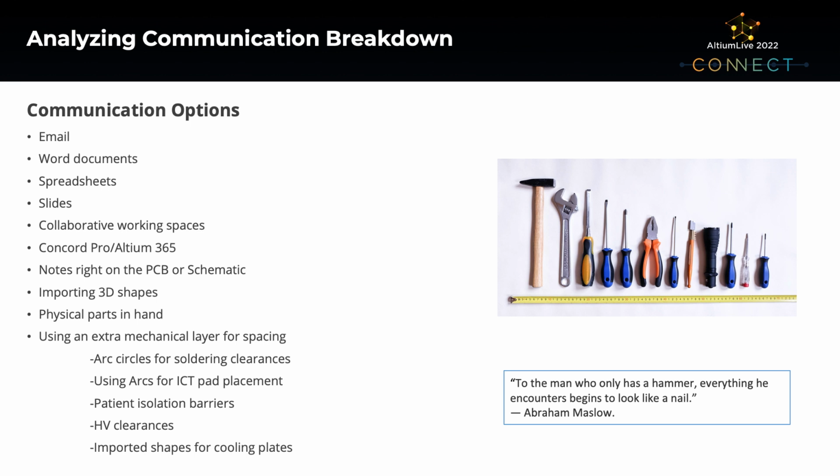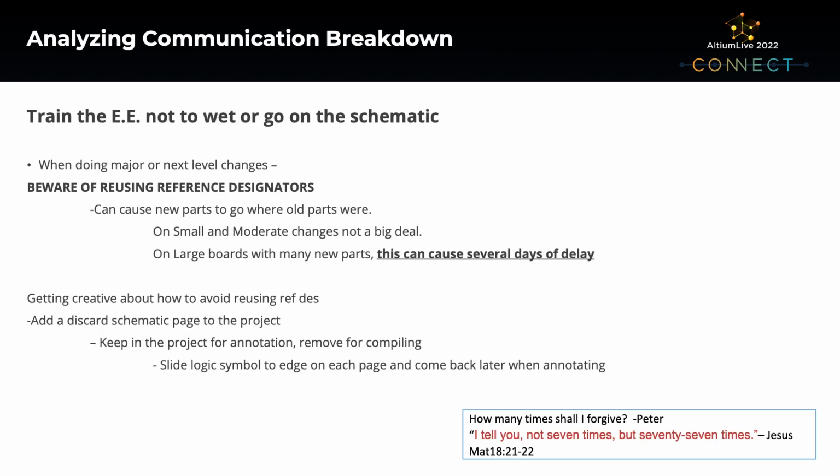Now, I might have said something controversial earlier. I want to train the engineer not to wet or go on the schematic. Well, what do I mean by that? As designers, one of the hardest things that we get when we do changes is a design that's not been planned for change, and then the engineer basically rips out and puts in whatever he wants and doesn't keep track of that for us, and then reuses all the reference designators. And then what happens is, if I've got a change that's extensive, 200, 300, 400 parts, and then we update that board and the designators were reused, well, then all the new parts go where the old part was, whether they belong there or not.